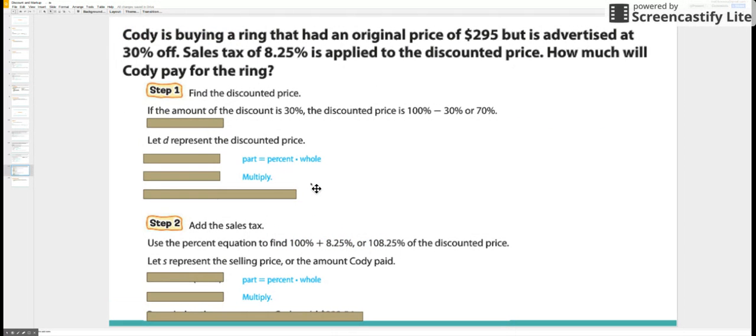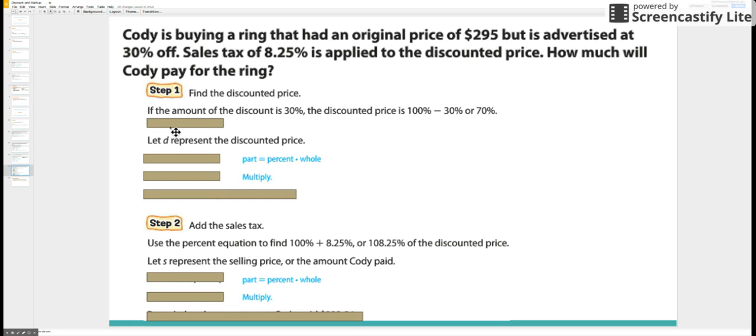Cody is buying a ring that had an original price of $295, but is advertised at 30% off. Sales tax of 8.25% is applied to the discounted price. How much will Cody pay for the ring? Okay, so first thing you need to do is figure out what the discounted price is. So let's look at this. Let's only pay attention to this first sentence here. Cody is buying a ring that had an original price of $295, but it's advertised at 30% off. Okay, figure out what is 30% off of $295.